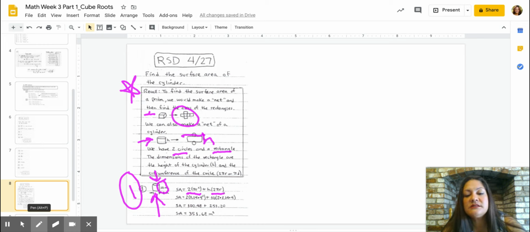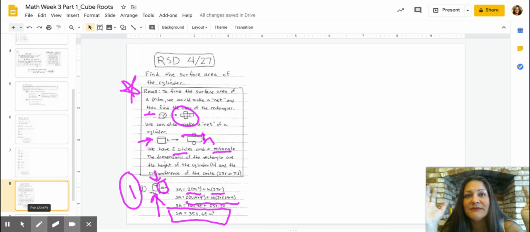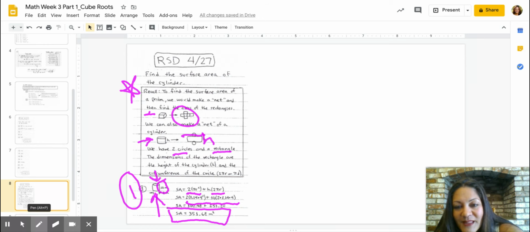Okay, so plug in the values it gave you. That gives us, for number 1, a surface area of 351.68 meters cubed. Oh, I'm sorry. Cubed would be volume. Scratch that. Meters squared. Squared is area. Cubed is volume. Sorry. But make sure you do have that label.